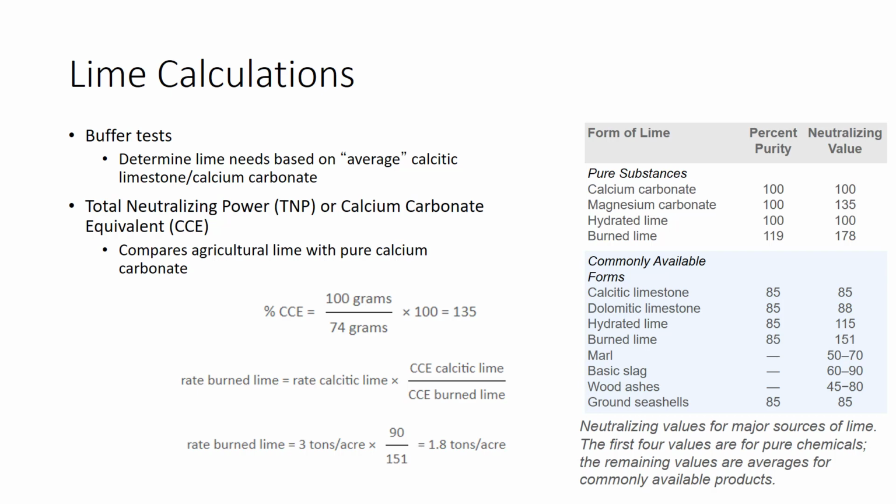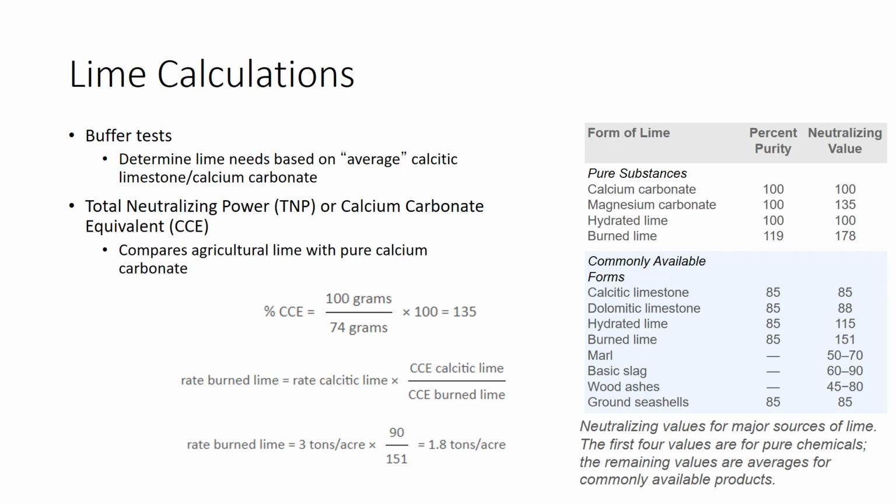1 molecule of calcium carbonate and 1 molecule of calcium hydroxide each have the same neutralizing power, but the latter weighs less. Calcium carbonate has a molecular weight of 100 atomic mass units, while calcium hydroxide weighs 74. Translated into a weight of lime, 74 pounds of pure hydrated lime has the effect of 100 pounds of pure calcitic lime. Neutralizing power is expressed as a percent per weight material relative to pure calcite. In this case, the percent of calcium carbonate equivalent equals 100 grams divided by 74 times 100, which equals 135.